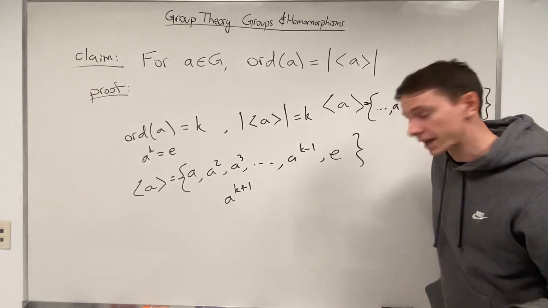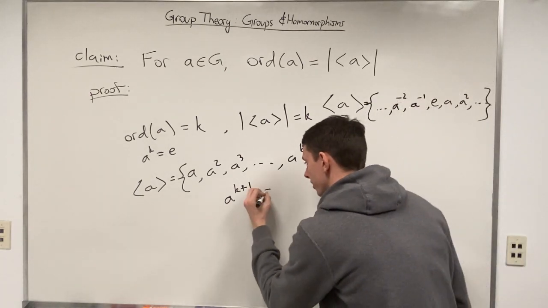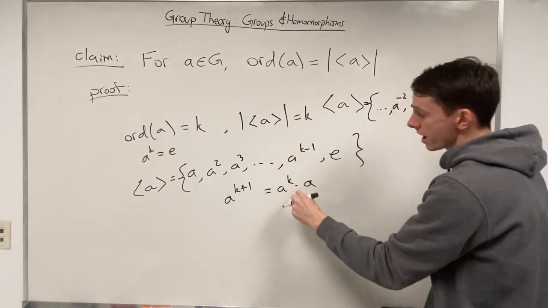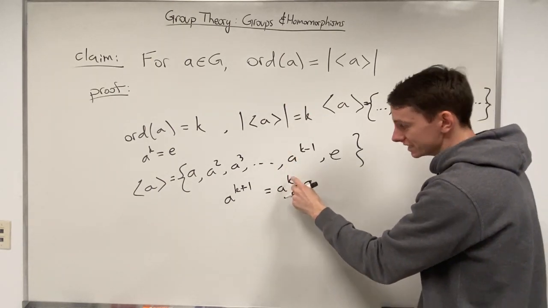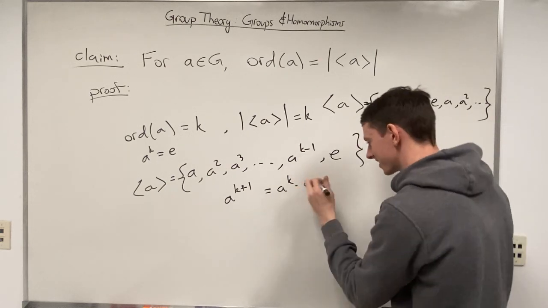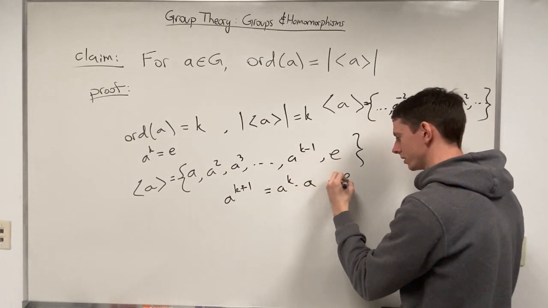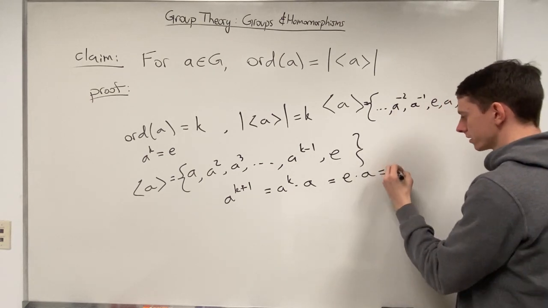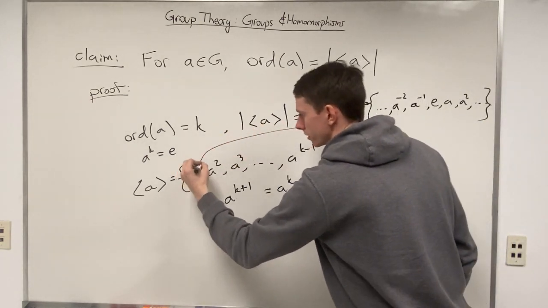And we'd have to say, well, that can't be the case because a to the k plus 1 is just equal to a to the k times a. And because the order of A is k, then this is equal to e times a, which is just a. And that element, a, is contained right in here.